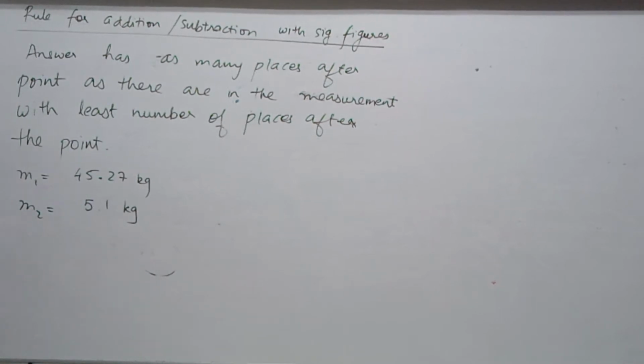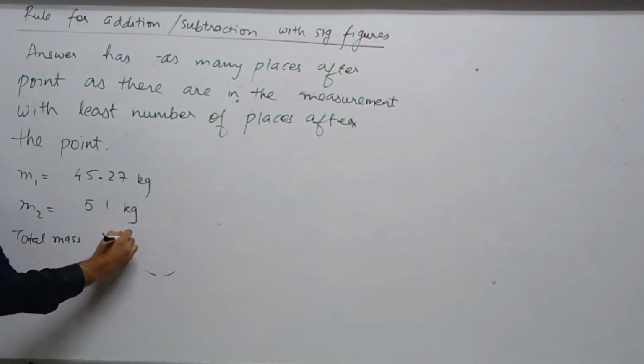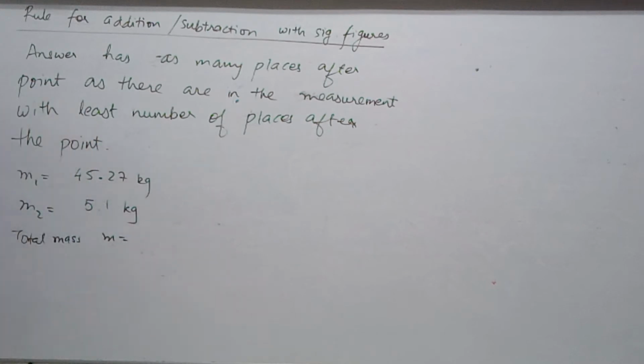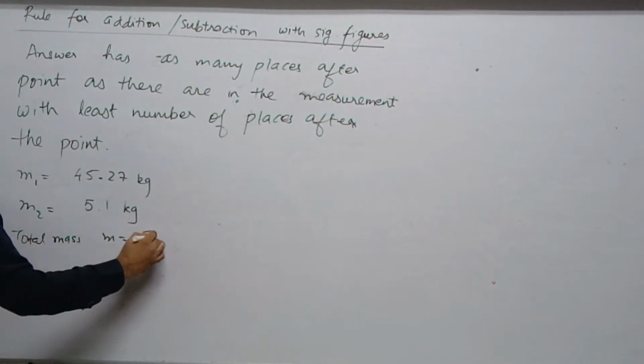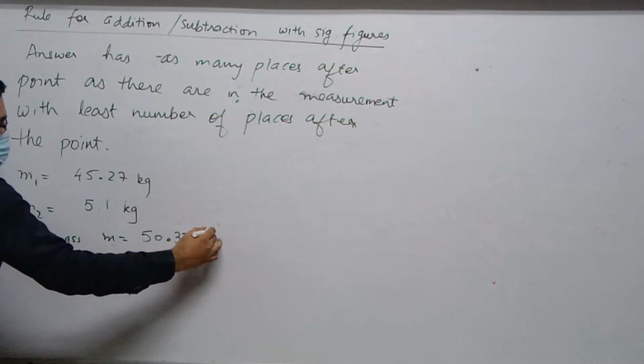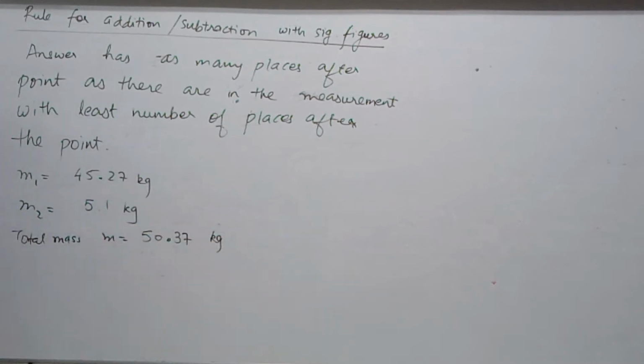Now if we mix these two objects, we have a total mass. Suppose I write it as m. First of all, let's add normally. If you were to add this, what would be the addition? 150.37. This is what anybody would do, right? But it is wrong.